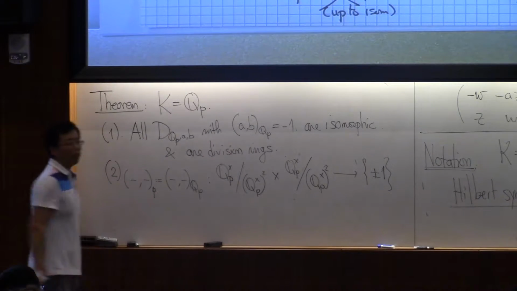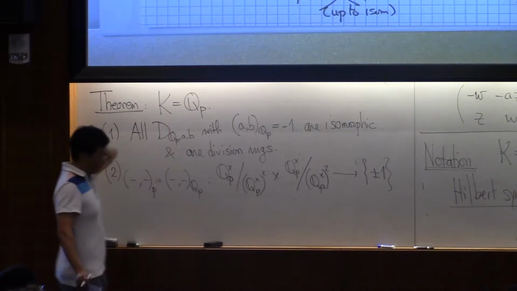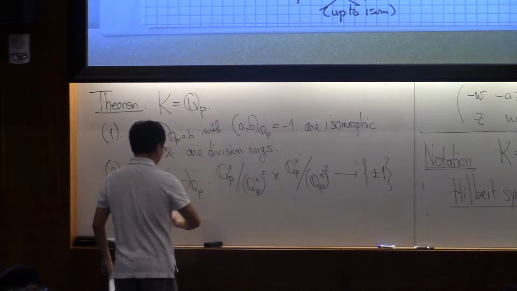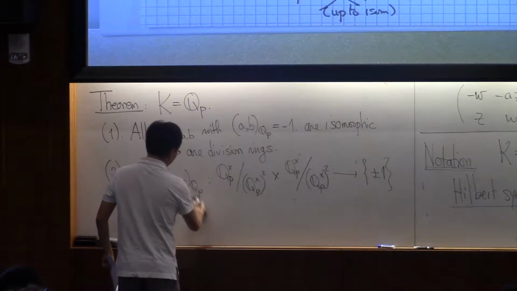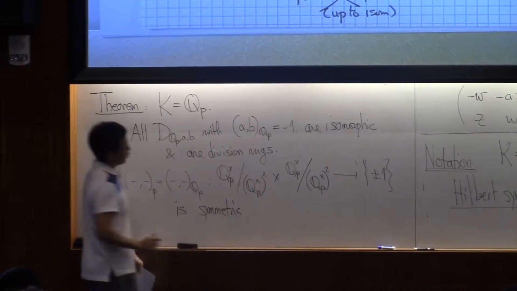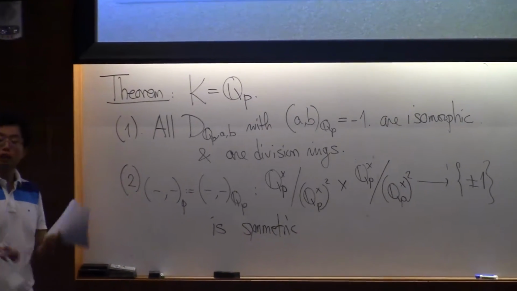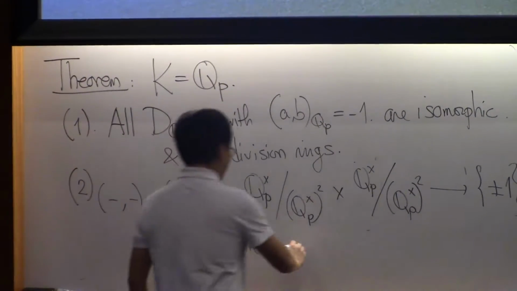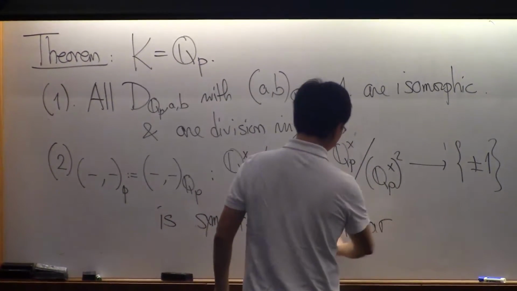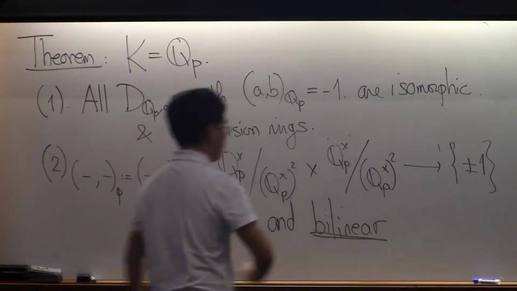So it's a map from the quotient of Q_p^+ over the squares, crossed with itself, to plus or minus 1. This is first of all symmetric. This is easy to understand because the quaternion algebra (a,b) is the same as the quaternion algebra (b,a). Just swap i and j. And bilinear. Think of it as a kind of pairing. It's a symmetric bilinear pairing.